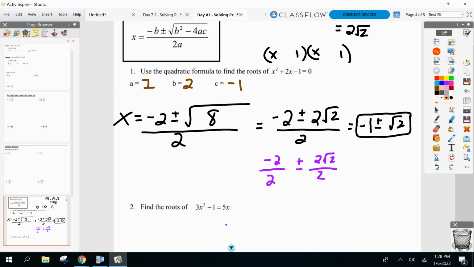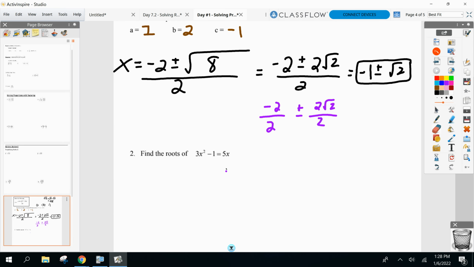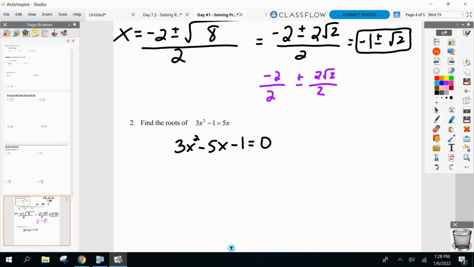1 doesn't make you great. Look at number 2. We're not even talking factoring or quadratic formula yet. Why? Don't even talk about it. I have no interest yet. Unless it's equal to what? 0. Yeah, move the 5x over. And darn it, when you move the 5x over, can we write it in this correct order? Don't just throw the 5x at the end. 3x squared minus 5x, put it where it should be, minus 1 equals 0.